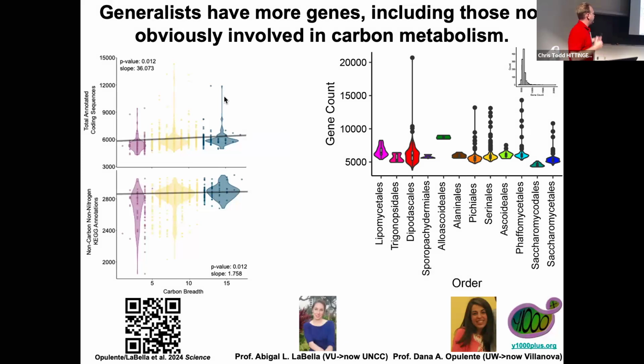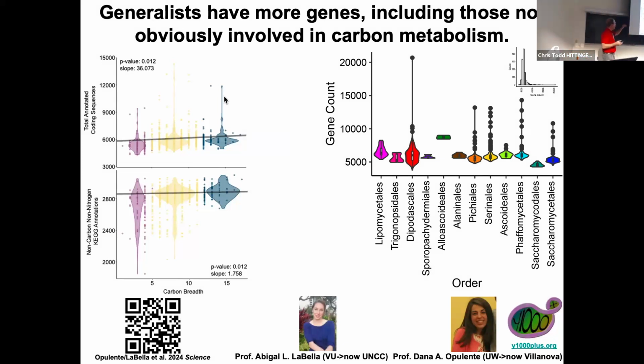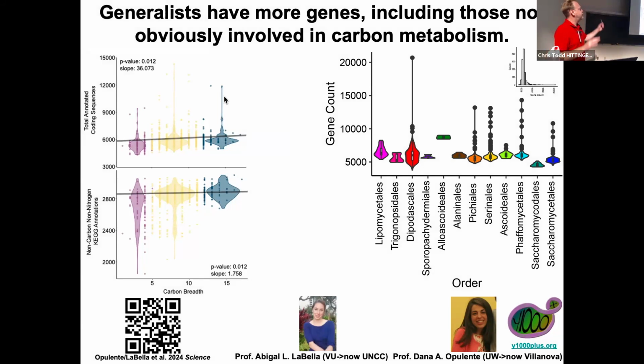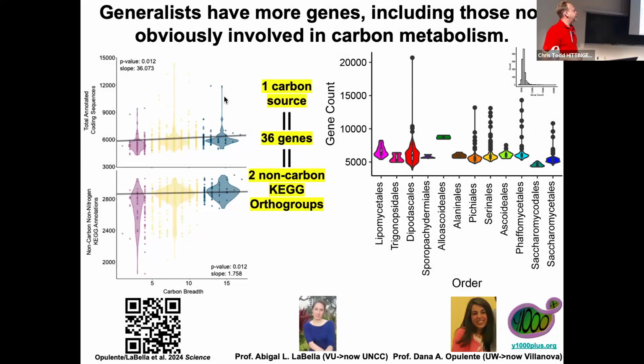Also, we were worried that this was being driven specifically by carbon metabolism genes, and the trend line still holds, even if you exclude those that are annotated for carbon metabolism. So this is a general trend here. More genes makes you able to use more carbon sources. Because of that trend line, we can even turn it into an equation that we would predict one carbon source takes 36 genes on average, 2 of which are clearly not annotated as orthogroups involved in carbon metabolism.